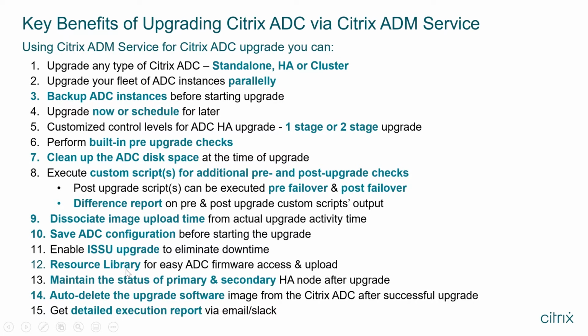Since we have the resource library integrated, you do not have to download the firmware from the download site and upgrade. You can check the status of primary and secondary HA node after upgrade, or delete the upgrade software firmware from the ADC after successful upgrade. And then towards the end, you get the detailed execution report. All of these things, which are still evolving as per our customer asks, are one of the most heavily used functionalities on ADM today.